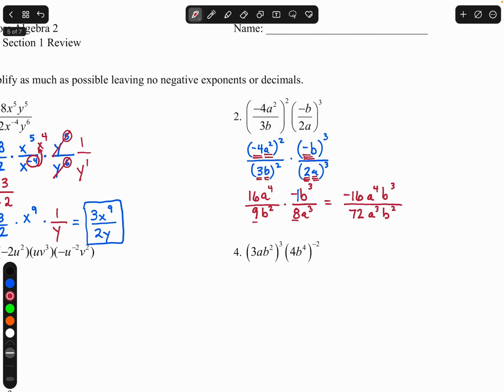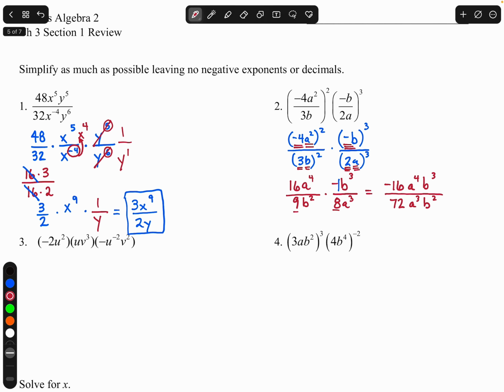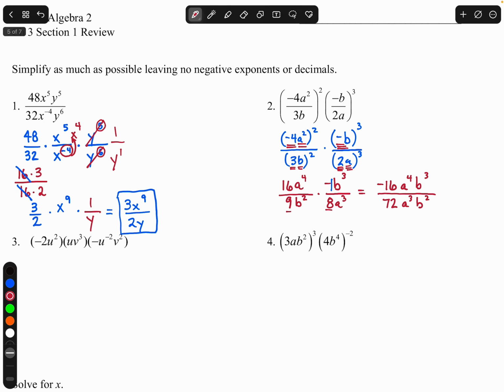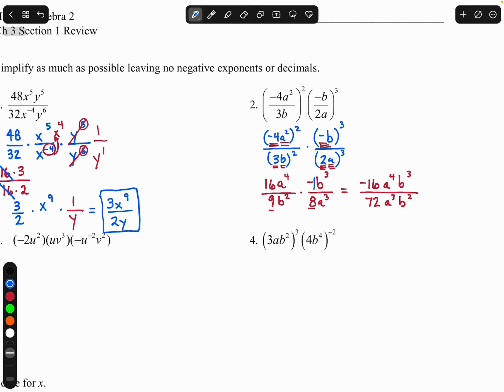All right, so what would we do next? We do the same thing we did in problem 1. Just break it down into compatible parts and simplify them. When I look up here, I have negative 16 over 72. I have an a to the 4th over a to the third. And then I have a b to the third over b squared. So first we need to simplify our negative 16 over 72.